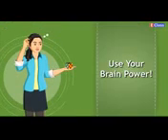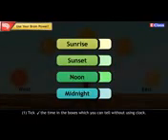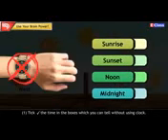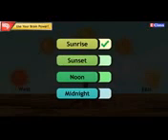Use your brain power. Tick mark the time in the boxes which you can tell without using a clock. Sunrise, sunset, noon, midnight. Geographical explanation.